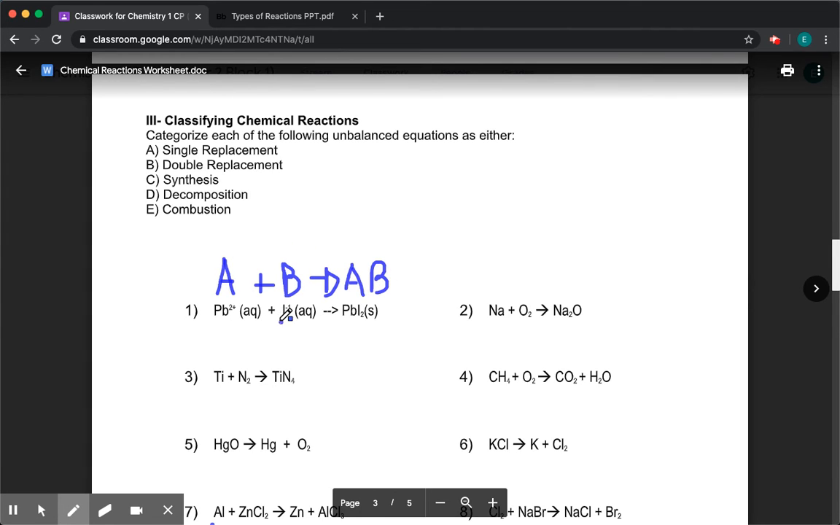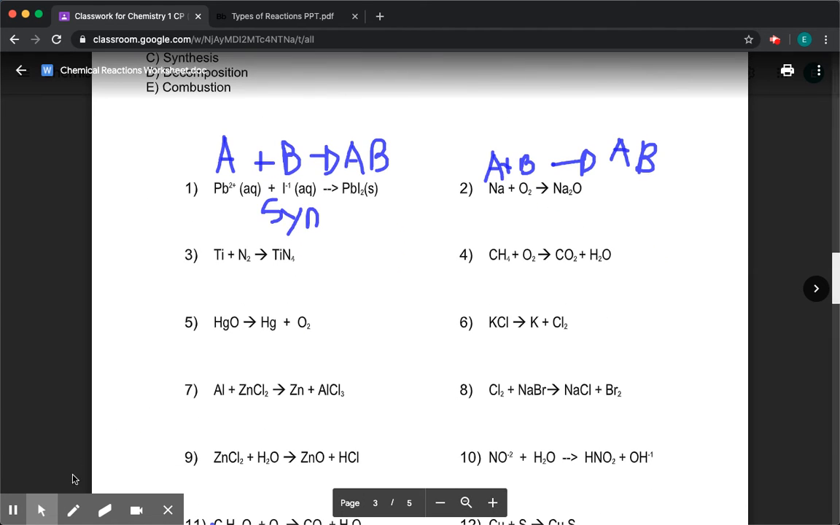Okay, number one is C. Well, let me not label that C, because I'm going to need that letter. So number one would be synthesis. Let's look at number two. One single element, sodium, plus another single element is making a combination AB. So number two would also be a synthesis reaction. Number three is also synthesis.